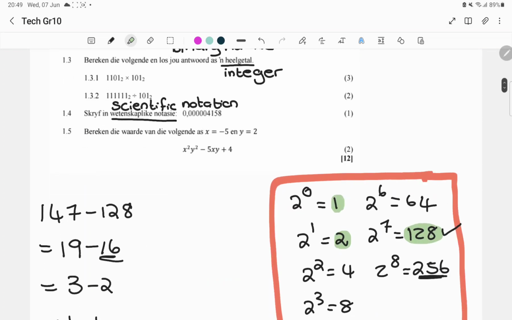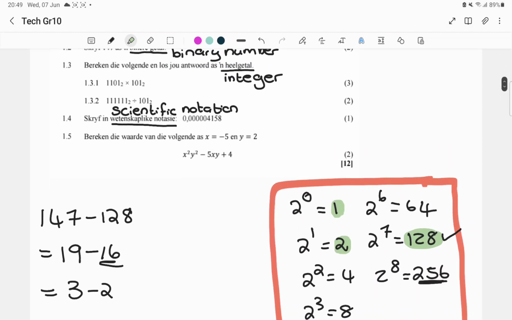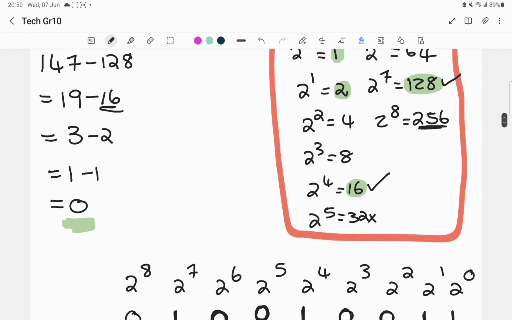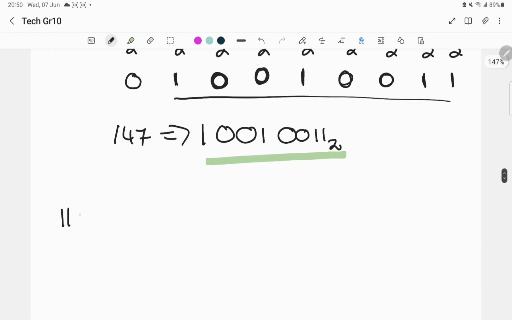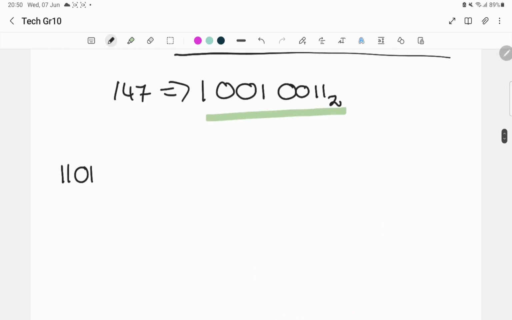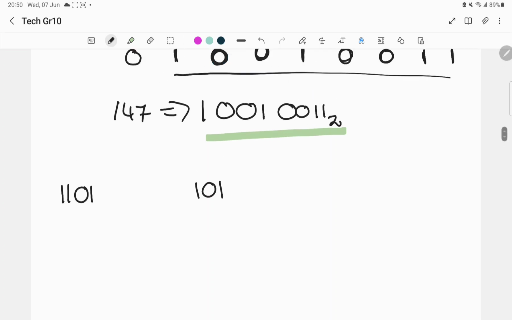Alright, so now I can go back to question 1.3. So this was question 1.2. Question 1.2 says, calculate the following and leave your answer as an integer. So now I'm giving you the binary number. Firstly, you have to change it from a binary number into a normal number or integer. At the moment they gave me 1101, if I'm not mistaken, and they also gave us 101. We're going to do exactly the same we did here.